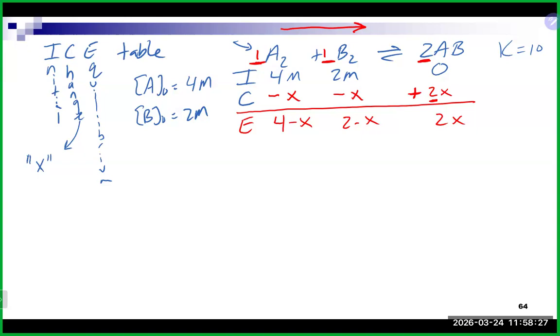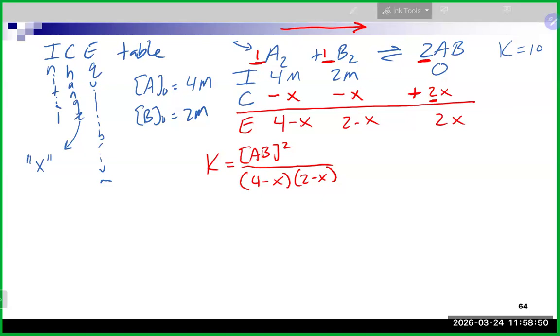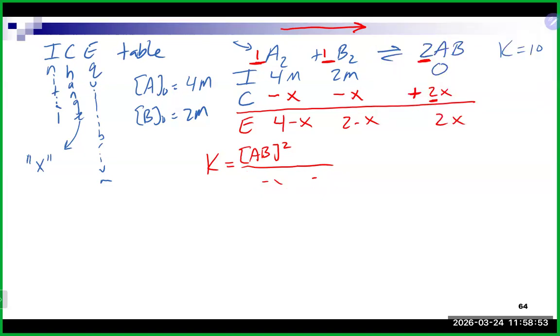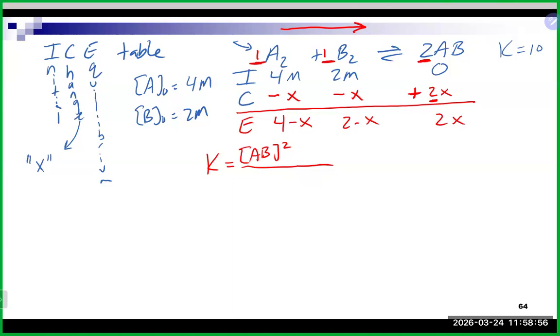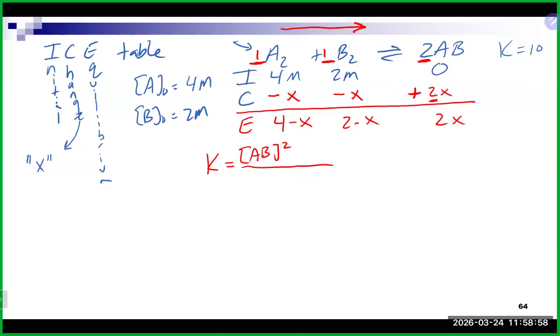Now, what do we really want to do here? You see a lot of X's, so we really want to figure out what is the value of X. We could do that by using our equilibrium expression. Actually, I got ahead of myself there. We could write our expression like normal, which is AB squared over A2 times B2, and that equals 10.